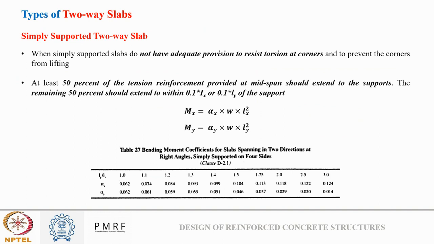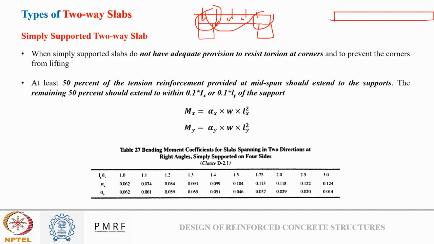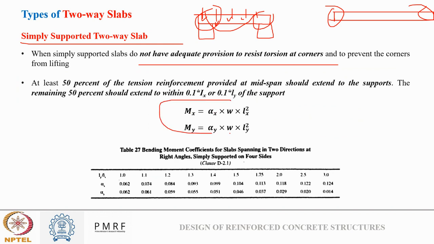Now in two-way slabs also, there can be two categories. One is the condition where I have simply supported slabs, where this part can lift up because of loading. And the other is the restrained slab, where this part won't lift up because of loading. When I talk about a simply supported slab, I have no adequate provision to resist torsion at the corner. For this case, Mx and My are given like this, and the values of alpha x and alpha y I can obtain from Table 27 of the IS code, based on the Lx by Ly ratio.